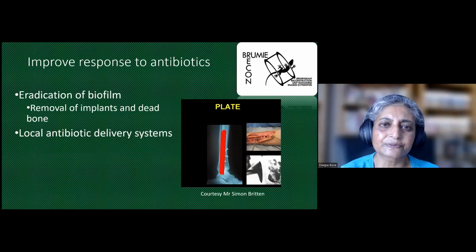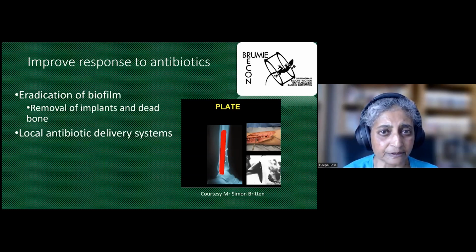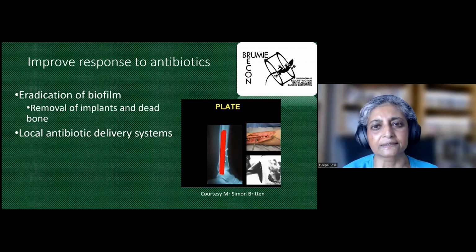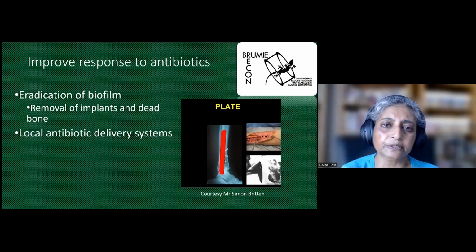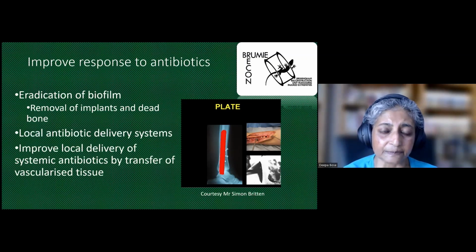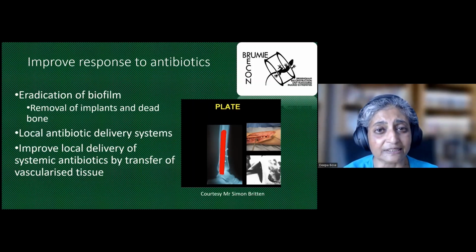Another way to improve the response to antibiotics is to use local antibiotic delivery systems. So there are many preparations on the market that you can use, like Osteoset or like Cerament, that will release local antibiotics into the area, which improves the response to antibiotics. And then you can also improve the delivery of systemic antibiotics by increasing the vascularity into the area. So for example, if you do a free flap with our plastic surgery colleagues, that improves the vascularity, and that therefore improves the delivery of systemic antibiotics.